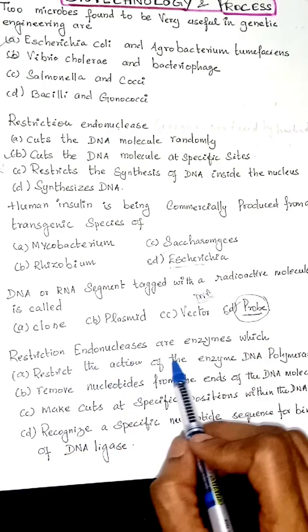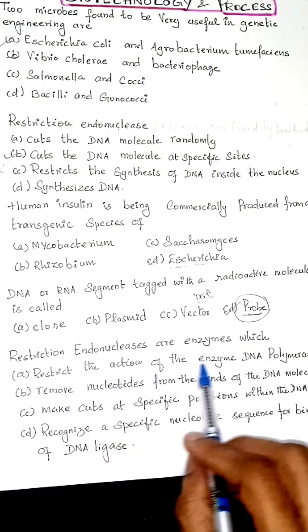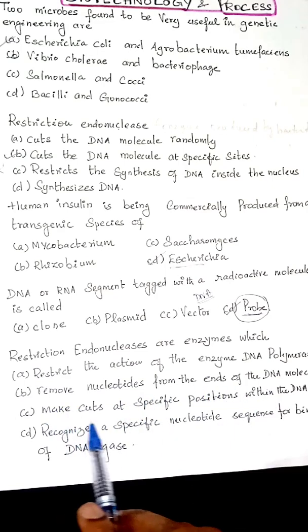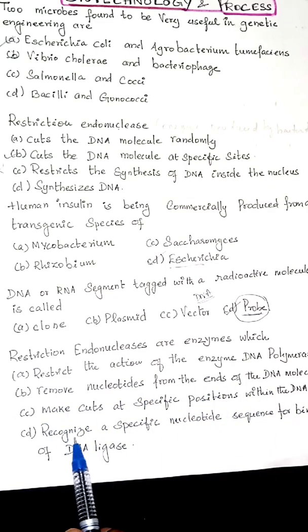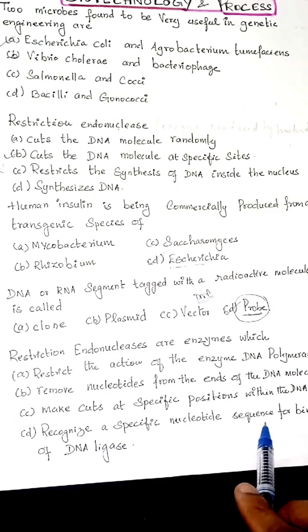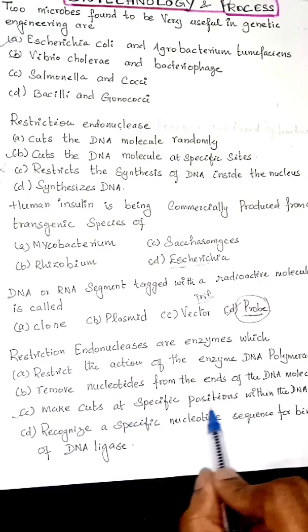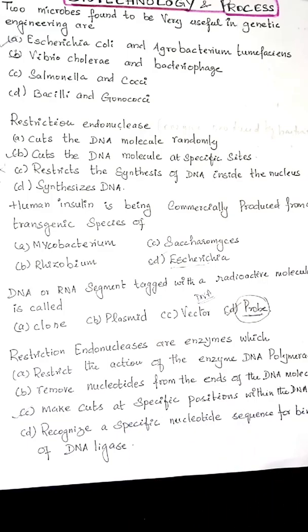Restriction endonucleases are enzymes which: restrict the action of the enzyme DNA polymerase, remove nucleotides from the cut ends of the DNA molecule, make cuts at specific positions within the DNA molecule, or recognize a specific nucleotide sequence for binding of DNA ligase. C is the correct choice, makes cuts at specific positions within a DNA molecule.